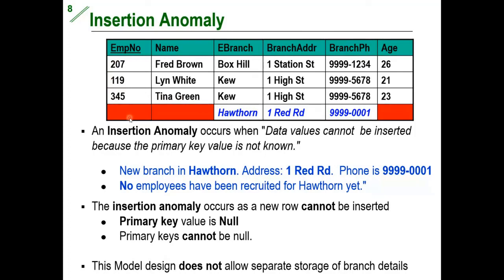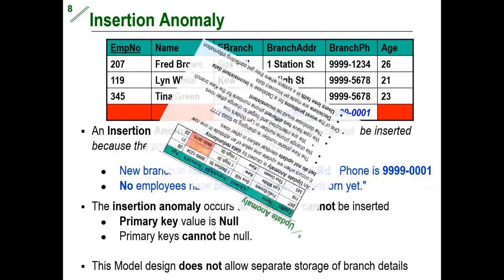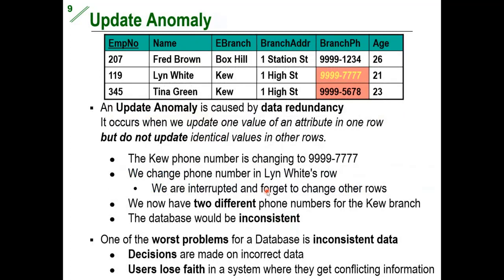There is no employee. Employee number is the primary key, therefore we can't insert the Hawthorne branch details into the employee table. We can't keep the primary key null. We could keep the name null, but we can't keep the primary key null, and that's probably the reason we can't insert this data into this table. So this is called the insertion anomaly. Let's go to the update anomaly, the second type of anomaly.